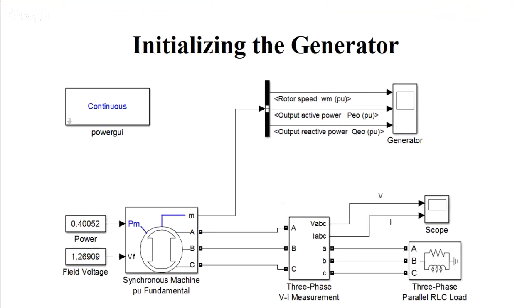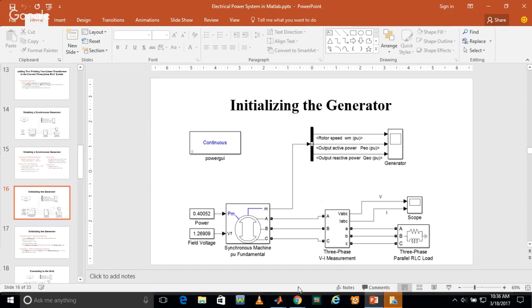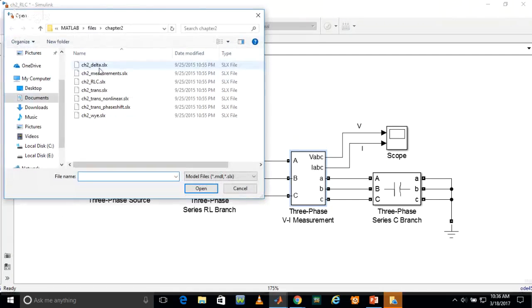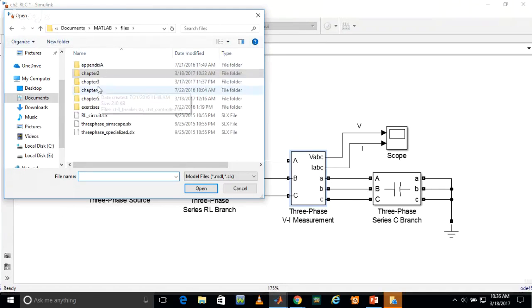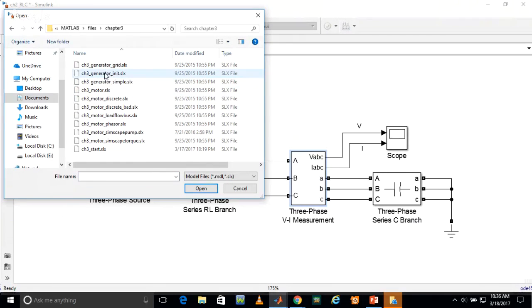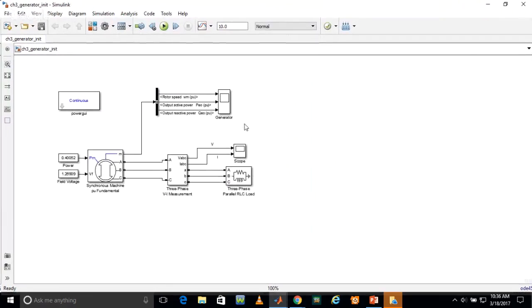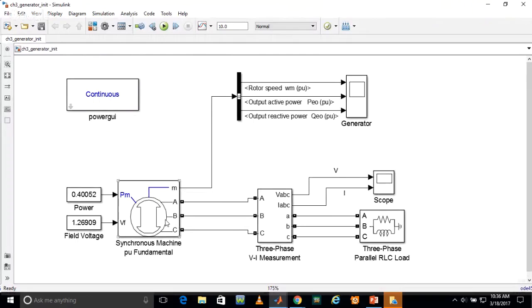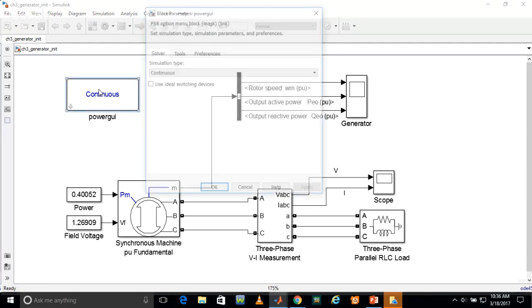In our next slide, we are going to initialize our generator. There is only a single machine system right now, because we have synchronous machine PU fundamental, right? This is a generator system in which we are going to initialize the parameters of the synchronous generator. So what we do, we go for continuous power GUI.